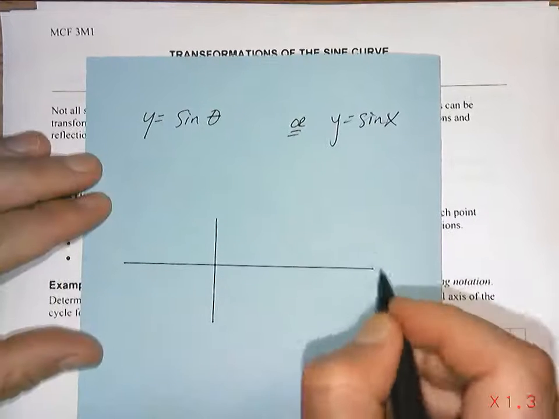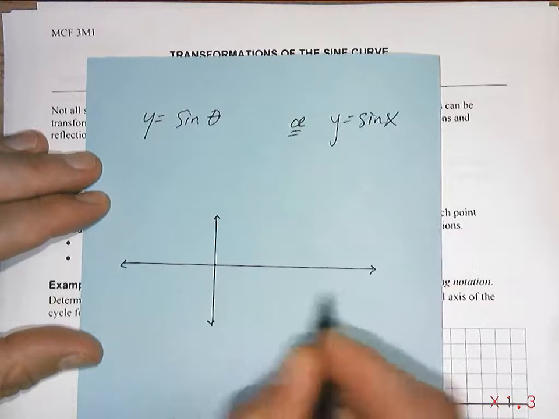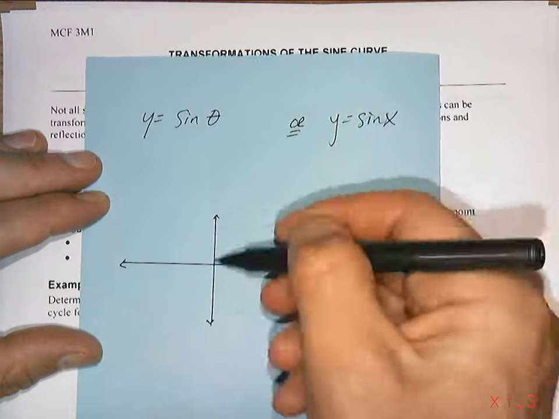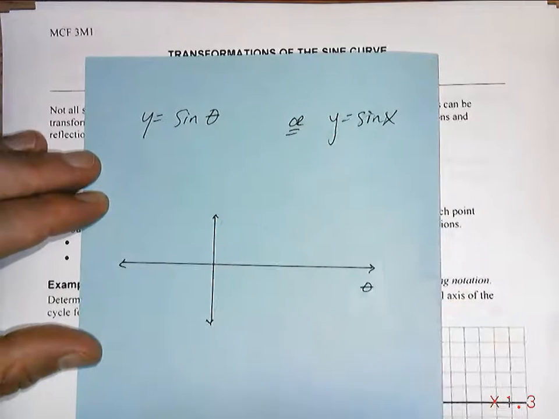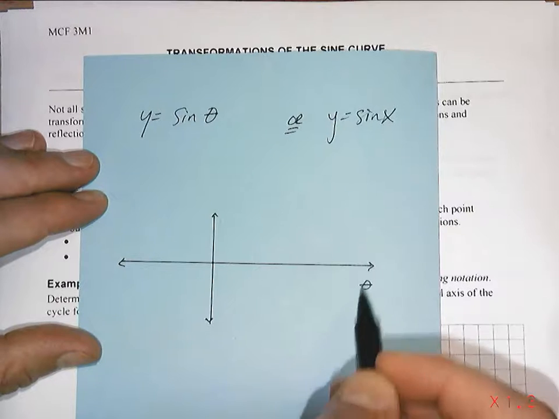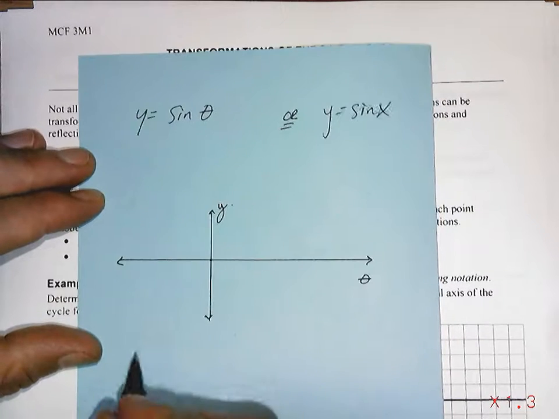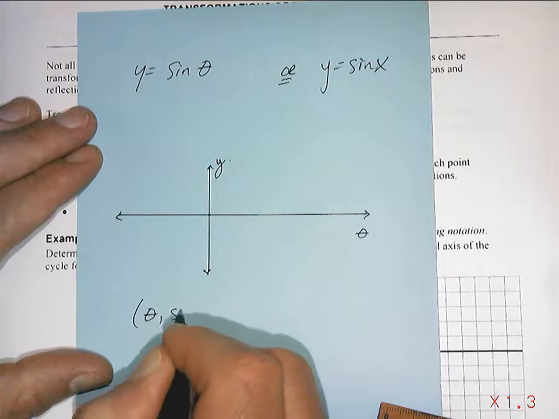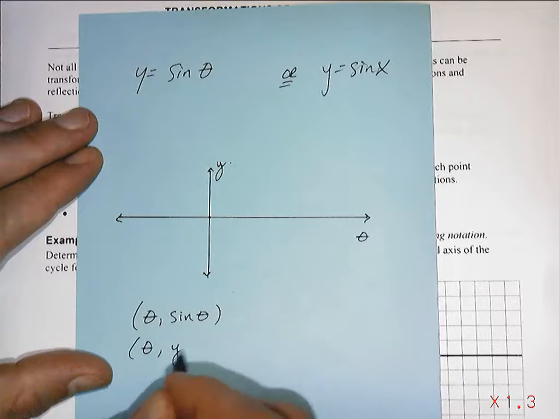We're going to have a horizontal axis and a vertical axis. This will be positive in this direction. This will be negative in this direction. Positive in this direction. Negative in this direction. We'll allow this to be our theta axis. If I was using x, I'd call it the x-axis. This will be my y-axis. And we're going to graph all of the points theta comma sine theta. Another way to say that is theta comma y.